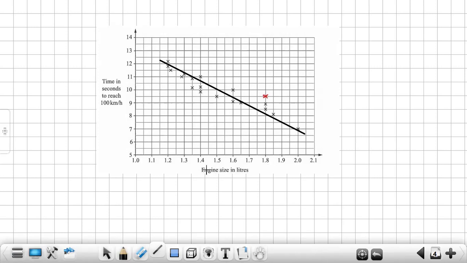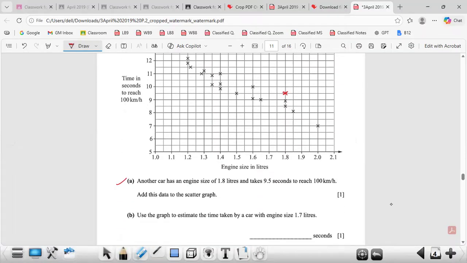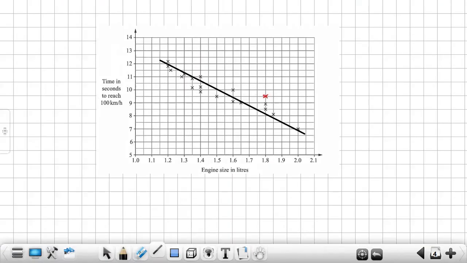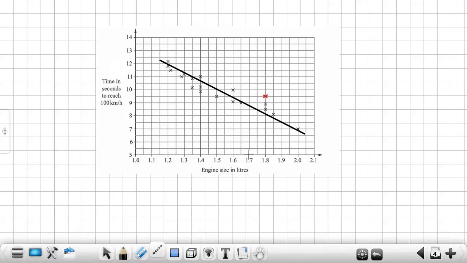All right. Then what are we supposed to do after that? I'm supposed to look at the question. They said estimate 1.7 liters. So I'm going to use my ruler to go from 1.7 until I reach my line of best fit, and I go in this direction. You're going to find that it is very close to 9. So you can say it is approximately 9. This is the answer, 9.